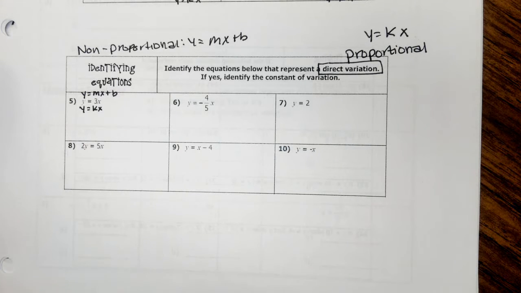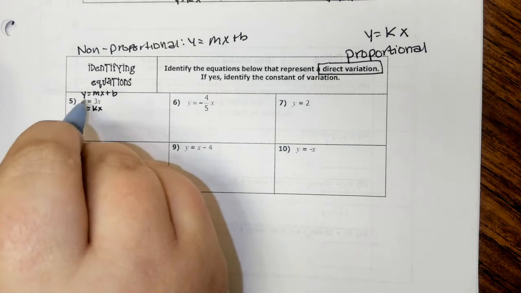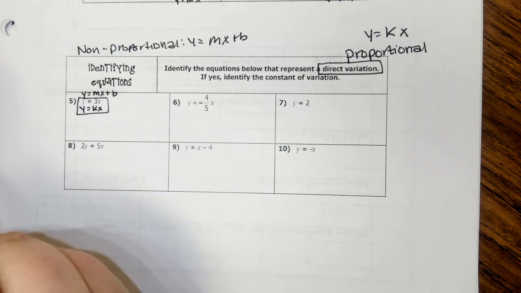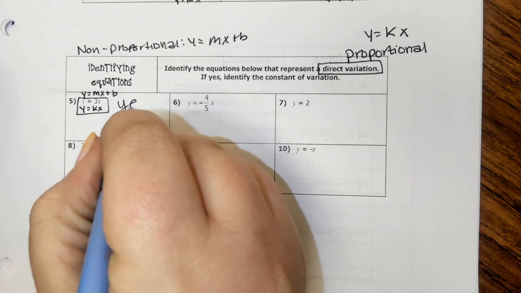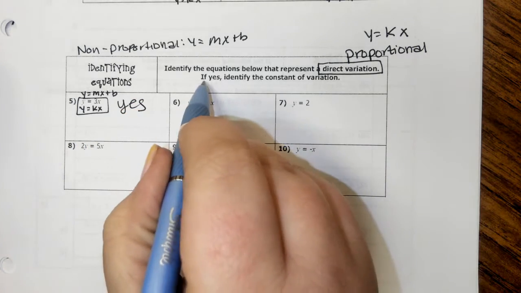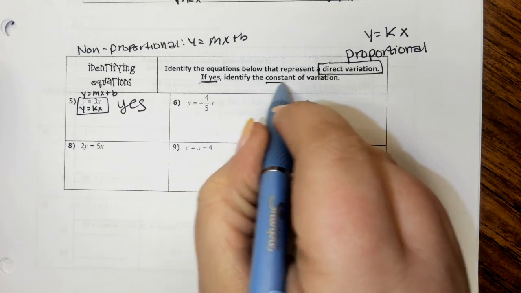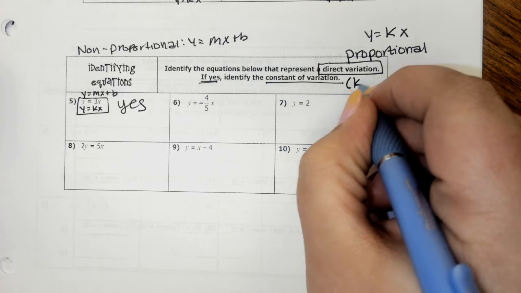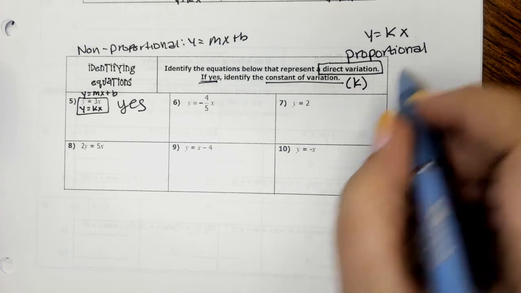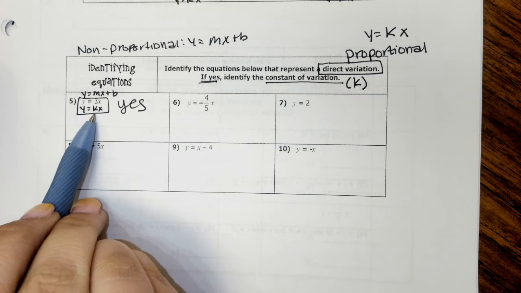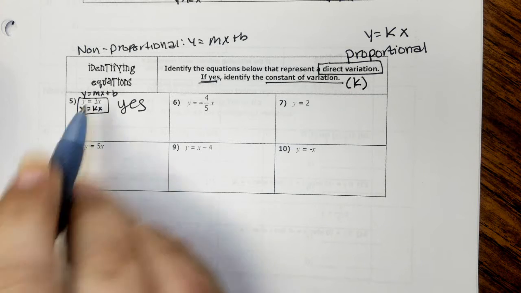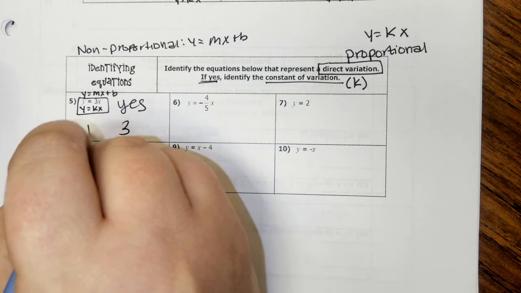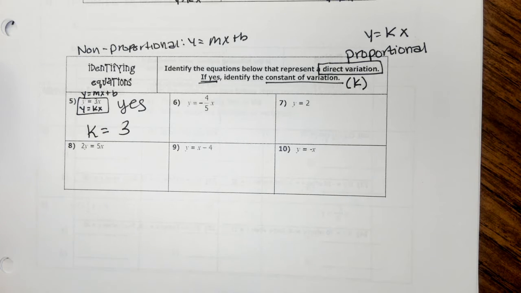This first equation looks like y equals kx. So I'm going to say yes. Now, the directions say if yes, we need to say what the constant of variation is, or k. The number in front of x is k, and the number in front of x here is 3, so I know that k is equal to 3.